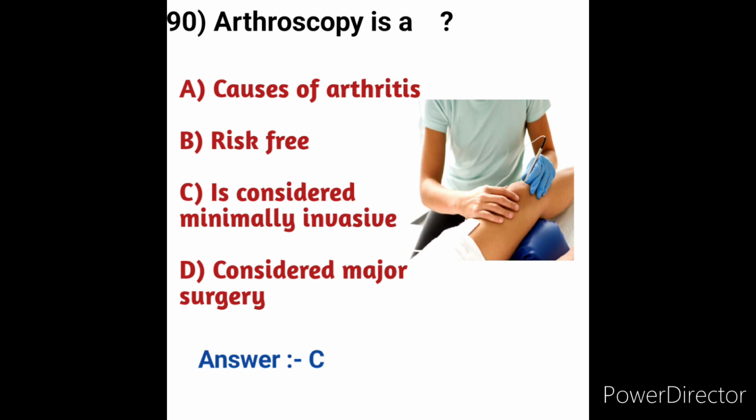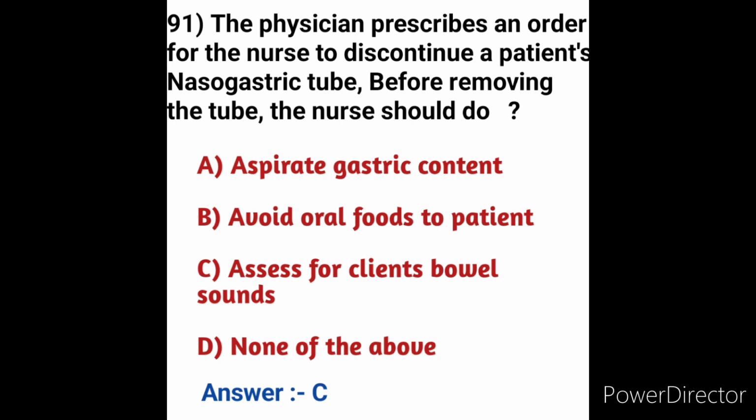Next we will move on to question number 91. The physician prescribes an order for the nurse to discontinue a patient's nasogastric tube. Before removing the tube, the nurse should do what? The doctor has advised to remove the nasogastric tube, NG tube. What is the nurse's role? We will see the options here.